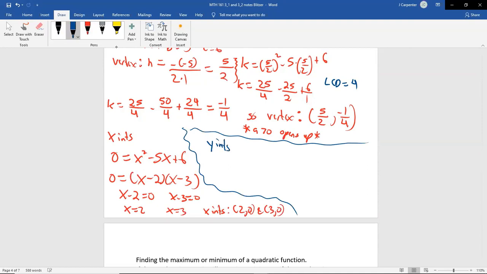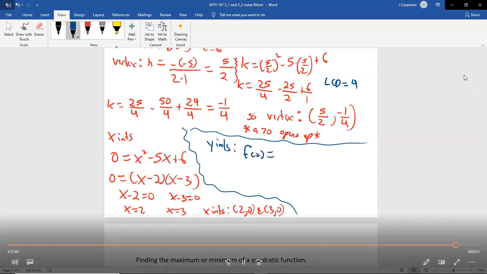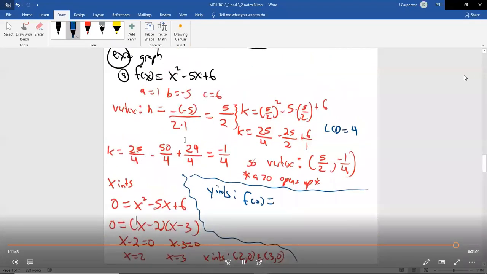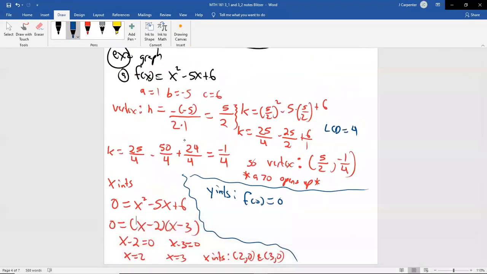Y-intercepts, I'm just changing colors to fit this in here. That's when we do f of 0. This will be ridiculously easy. Here's our function. So we go 0 squared minus 5 times 0 plus 6, which I hope is very obvious that it's 6. All the 0 stuff just goes away. So if f of 0 is equal to 6, that makes the y-intercept (0, 6).